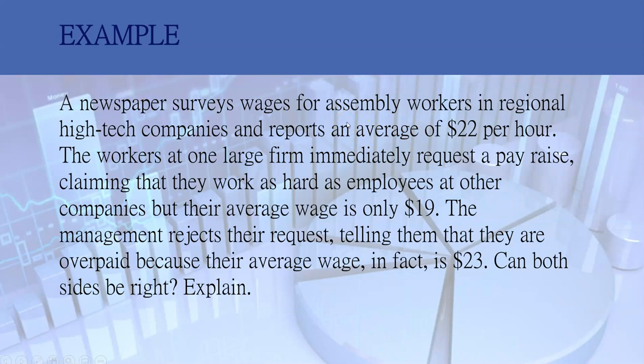The report that came out in this newspaper reports an average of $22 an hour. It does not tell us how that average was calculated. We assume as consumers that average is mean, but it might not be. The word average is used for lots of different calculations in math. So when the workers looked at this, they assumed probably that it was one thing when it may have been something else. So the average wage for this, they're saying they're only making $19. But the management is saying that their average wage is actually $23 because they could be looking at two different ways to calculate an average.